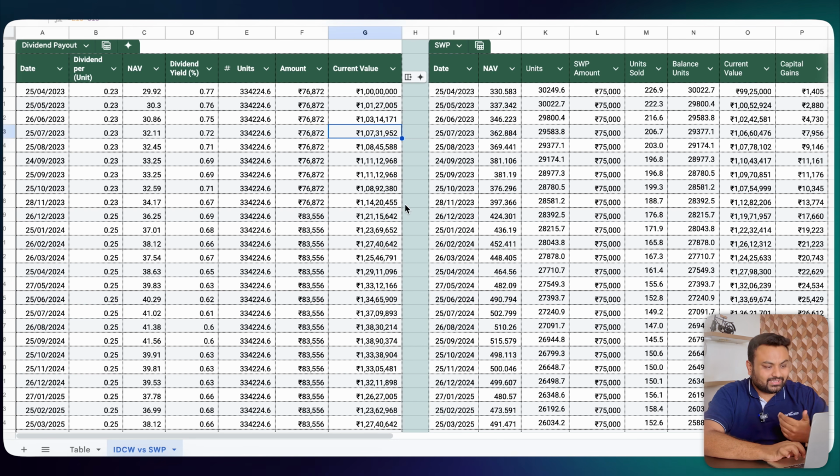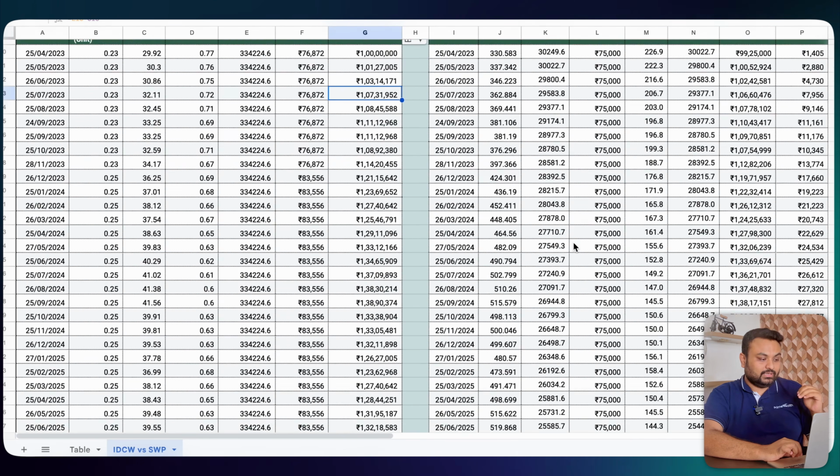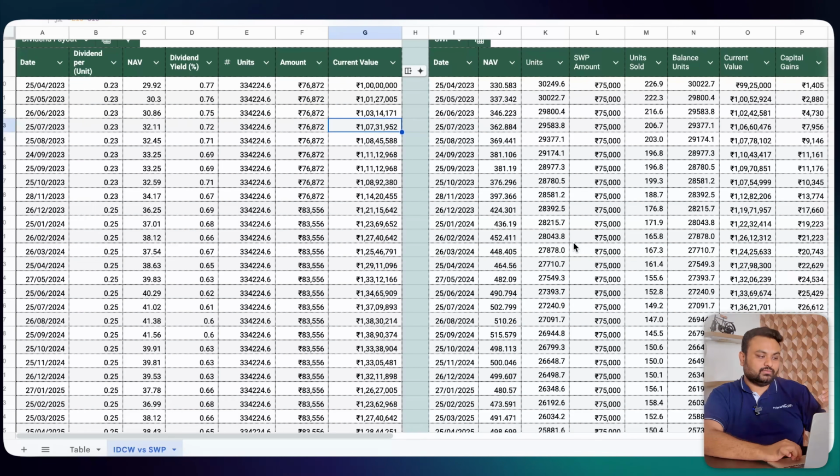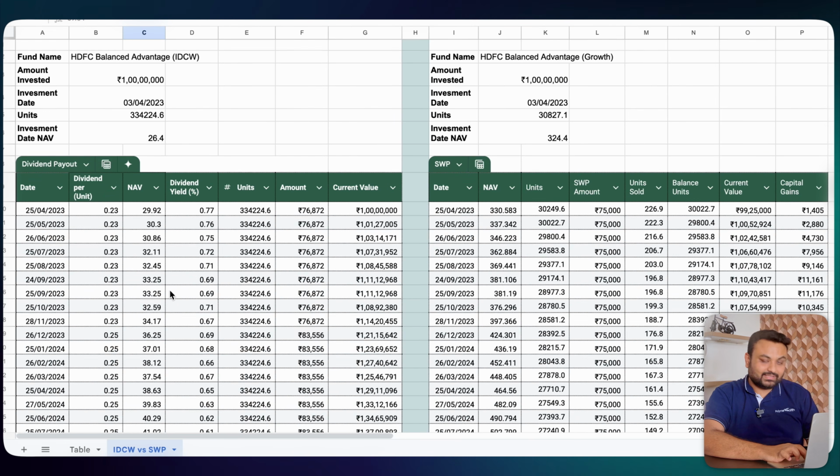Now if you see the current value of the investments, in both the cases, even after you are doing an SWP or you are taking dividend, it always kept on increasing. In some cases it was faster, in some cases slower, but typically your corpus is growing at the same rate because you are withdrawing somewhat the same amount every month. Now, cutting down to the situation today, as of 2025, this month the IDCW option NAV was 39, where we started at 26.